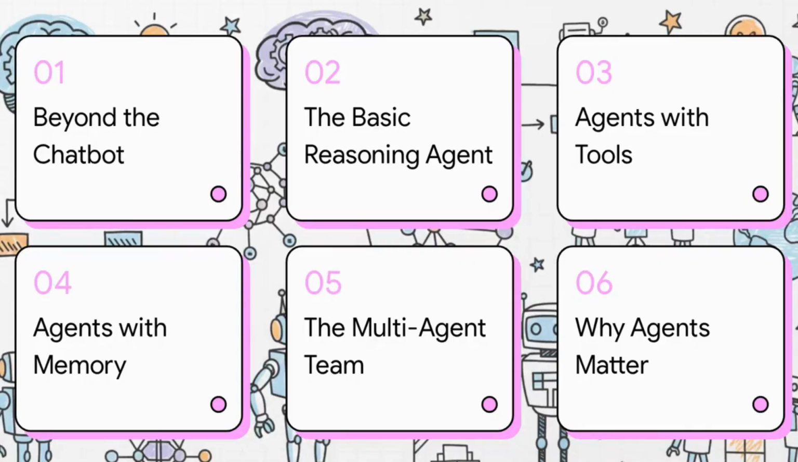In this explainer, we're basically going to build an AI agent from the ground up, step by step. We'll start with the core principles, then we'll add the basic building blocks, and then we're going to progressively layer on new abilities like tools and memory, all the way up to creating a whole team of collaborating agents. All right, let's start with the fundamentals.